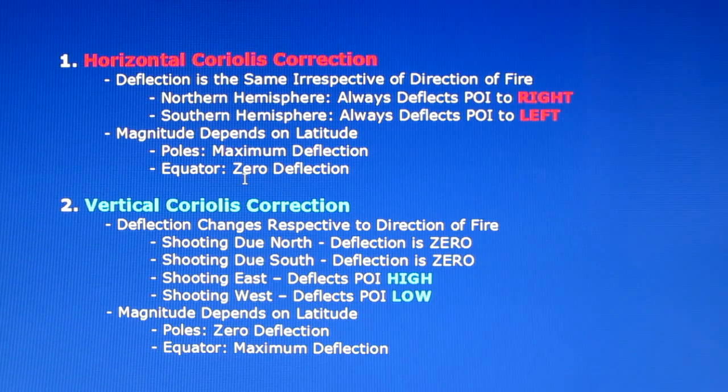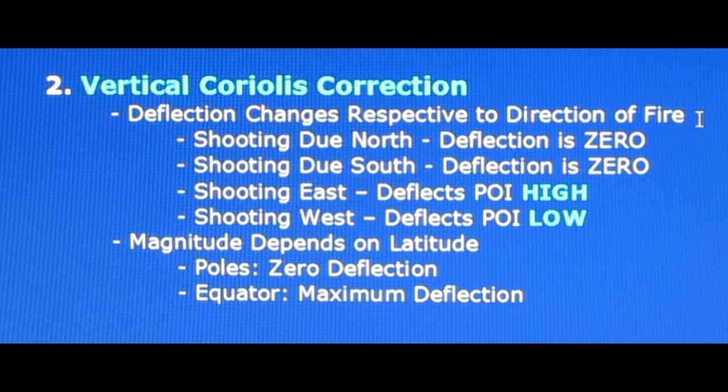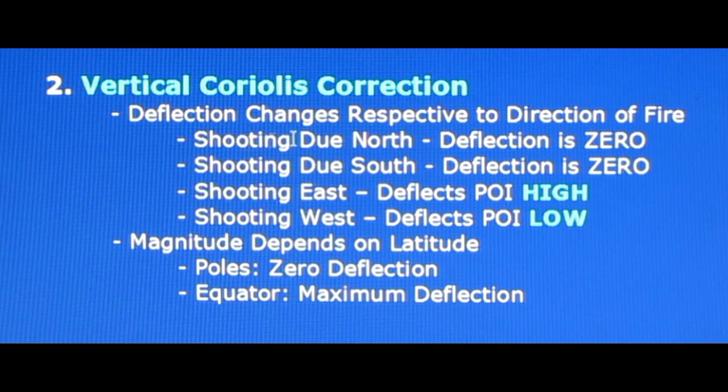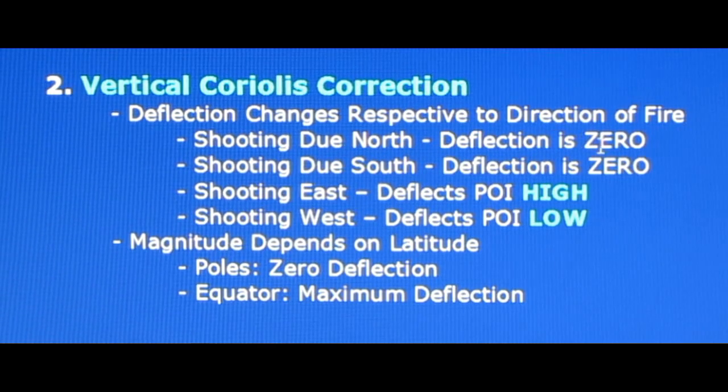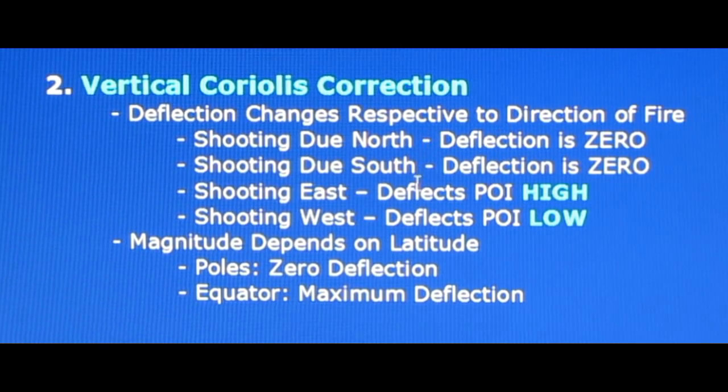The second part of Coriolis corrections that you're going to have to be aware of is your vertical corrections. This is your deflection up and down. Now your vertical corrections are going to change with respect to your direction of fire. So when you hear guys talk about having to adjust based on which direction they're pointed, they're talking about vertical corrections. That's going to bump you up or down in your firing solution, okay? So if you're shooting due north, your deflection is going to be 0. If you're shooting south, your deflection is also going to be 0. So if you're shooting due north or south, it's not going to affect your vertical deflection.